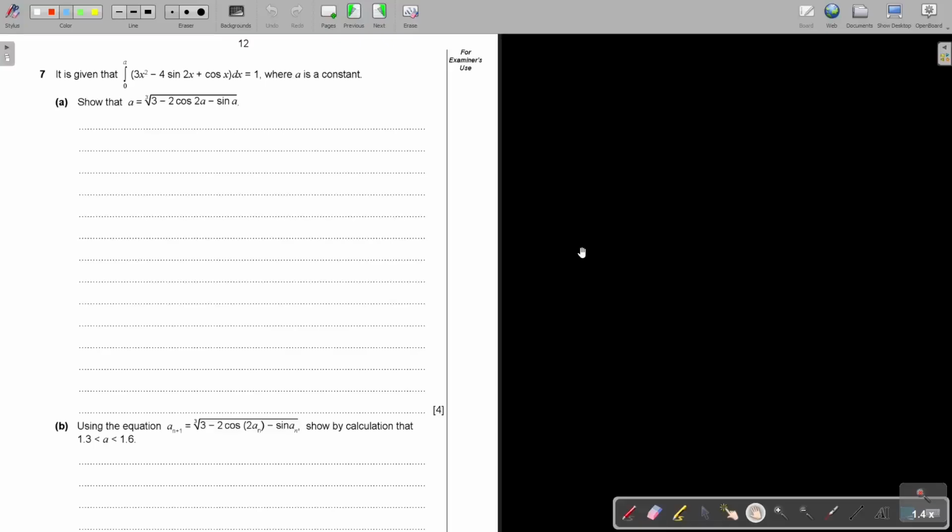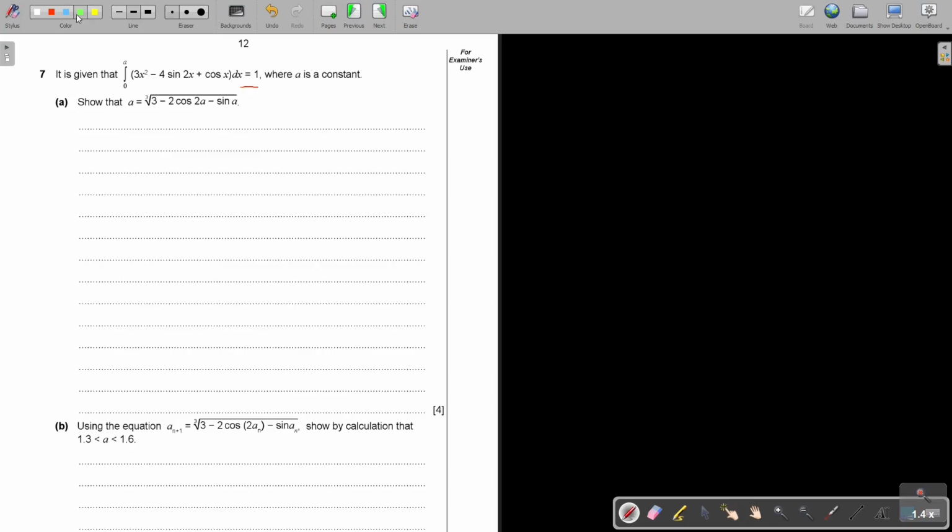Question number 7. It is given that the integral from 0 to a of 3x squared minus 4 sin 2x plus cos x, integrated with respect to x, is equal to 1. Don't forget that, it is equal to 1. Where a is a constant, show that a is this.